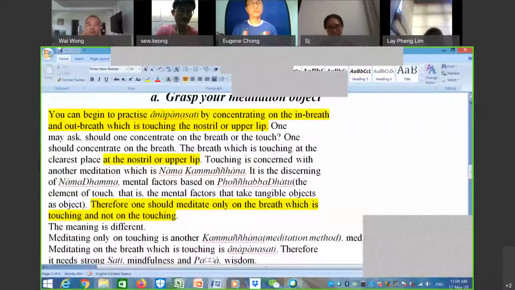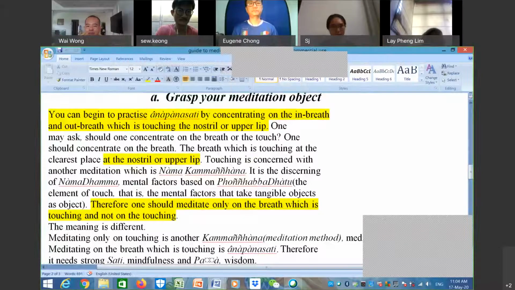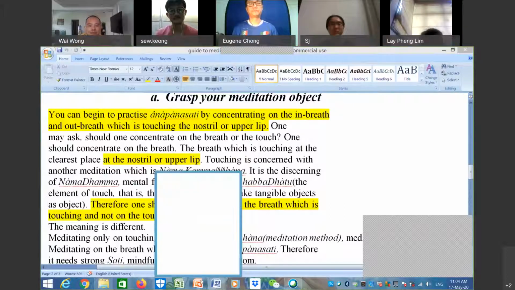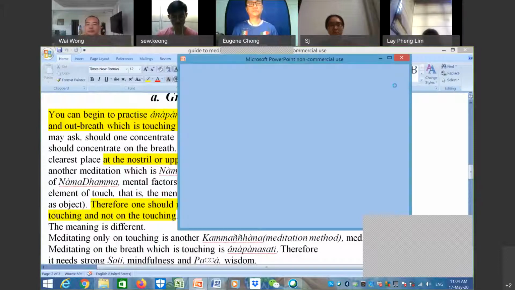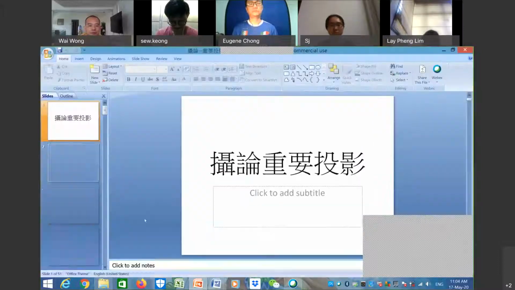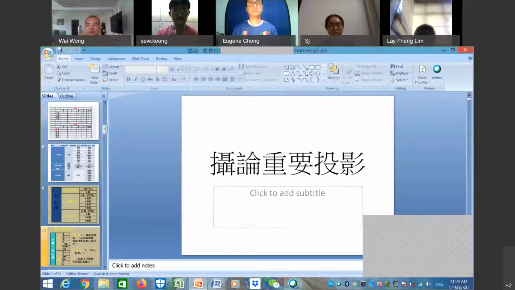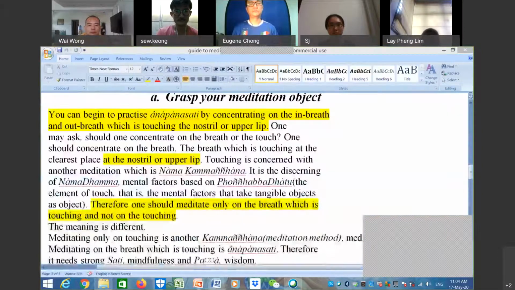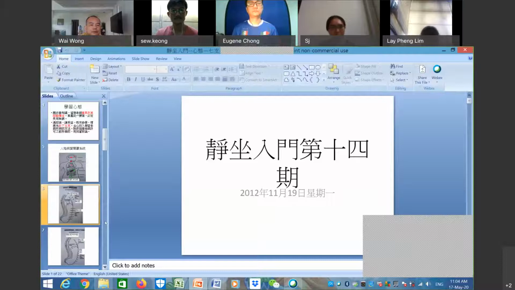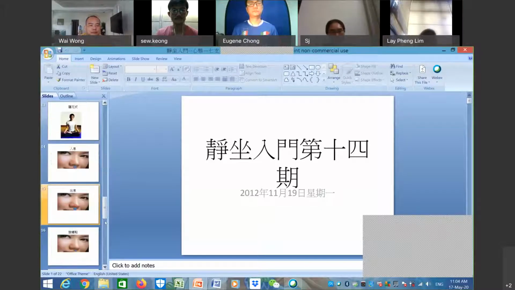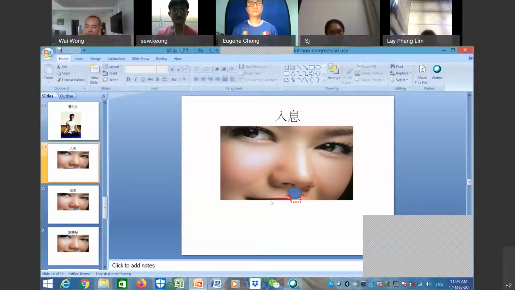You can begin to practice by concentrating on the in-breath and out-breath, which is touching the nostril or upper lips. So that is the meaning. That is the diagram we are using.